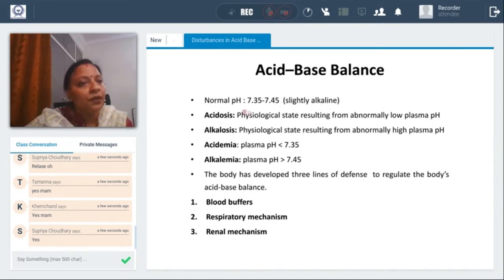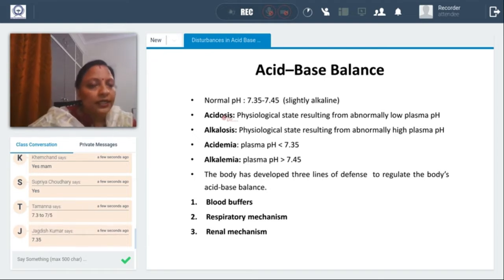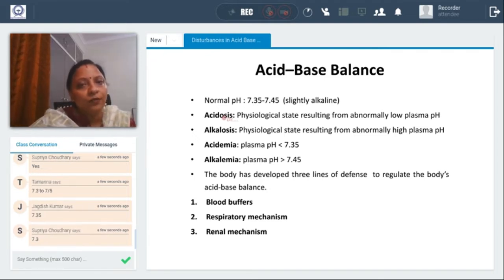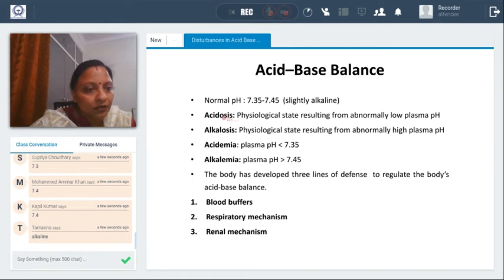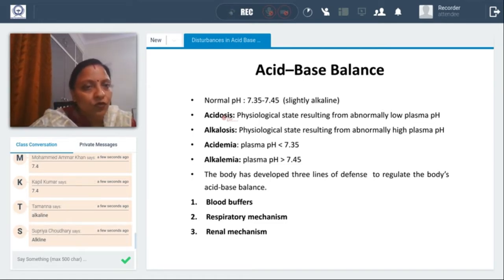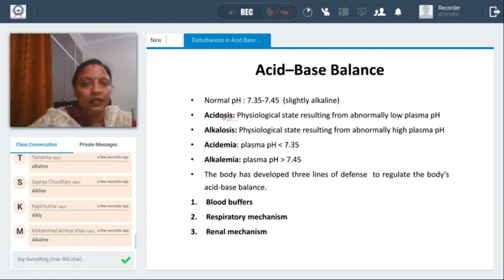Acid-base balance. Normal pH of blood is, please write in the box, what is the normal pH of blood or plasma, you can say. Please write in the box that it is 7.35 to 7.45. Is it slightly acidic or slightly alkaline? Yes, it is slightly alkaline.